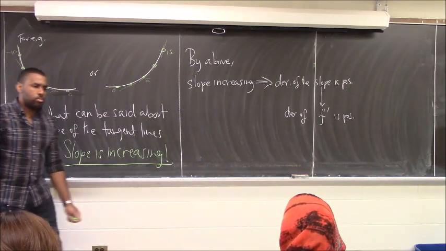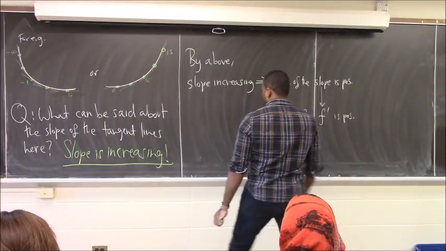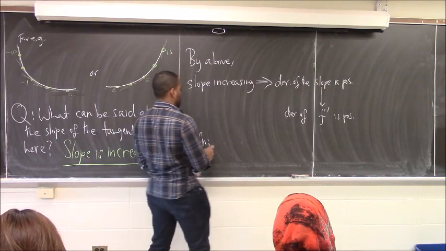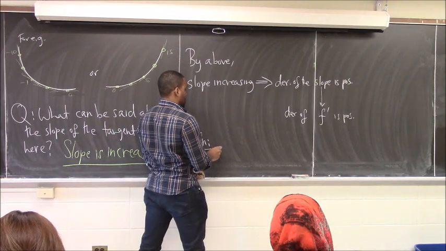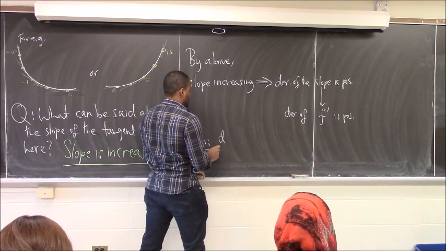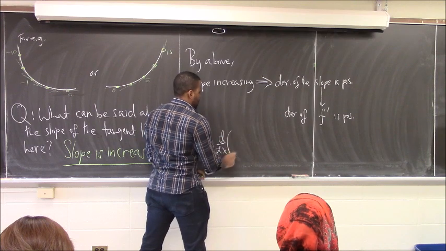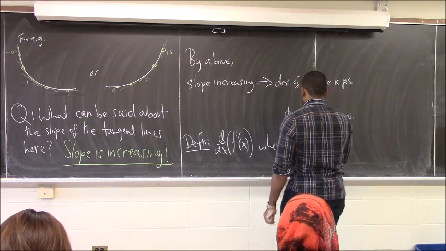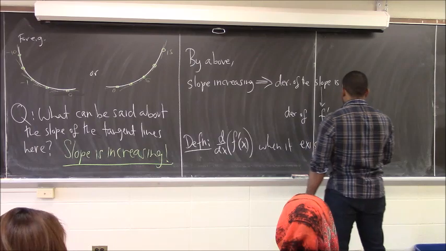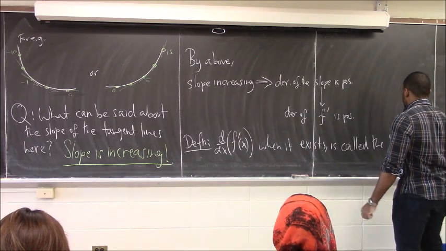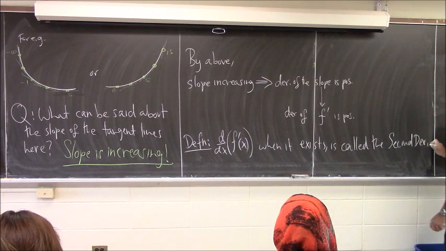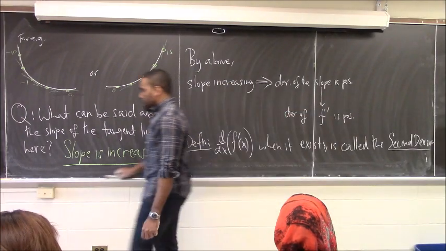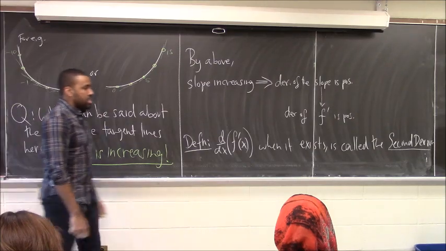Now what is the derivative of f prime? Definition. The derivative of the derivative of something, when it exists, is called the second derivative. It's called the second derivative. Okay? You take the derivative of a derivative, you say you've taken the second derivative.